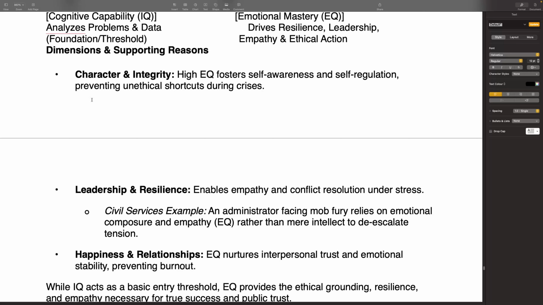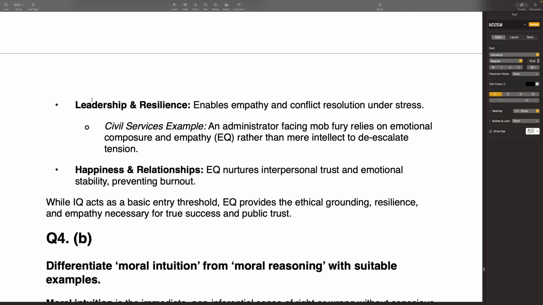High EQ fosters self awareness and self regulation, preventing unethical shortcuts during crisis. Leadership and resilience: it enables empathy and conflict resolution under stress. An administrator facing mob fury relies on emotional composure and empathy rather than mere intellect to de-escalate tension. Happiness and relationships. EQ nurtures interpersonal trust and emotional stability, preventing burnout. While IQ acts as a basic entry threshold, EQ provides the ethical grounding, resilience, and empathy necessary for true success and public trust.